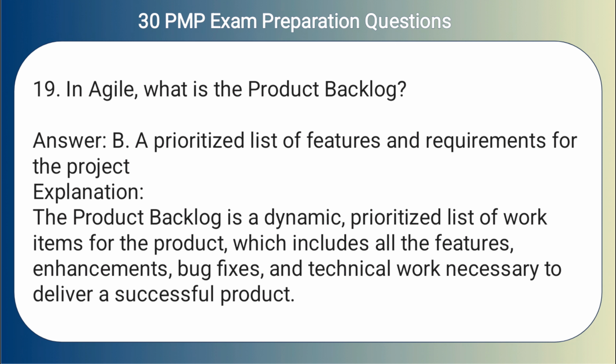Answer. B. A prioritized list of features and requirements for the project. Explanation. The product backlog is a dynamic, prioritized list of work items for the product, which includes all the features, enhancements, bug fixes, and technical work necessary to deliver a successful product.